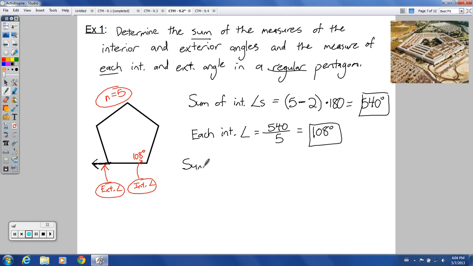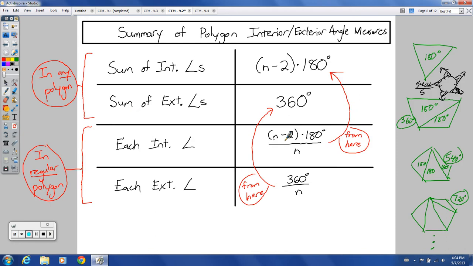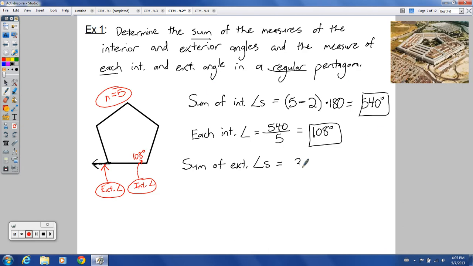Now what about the sum of the exterior angles? What are they going to add up to? Well, from our formula table here, it's always 360. It doesn't matter what kind of polygon it is. It doesn't matter how many sides it has. The measurement is always 360 degrees. It is independent of the value of n. It doesn't matter what n is.